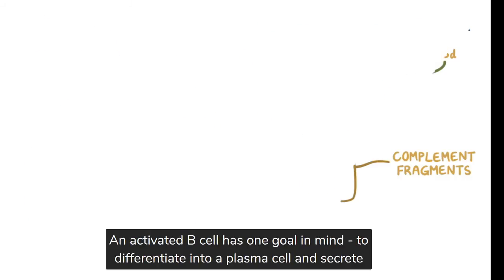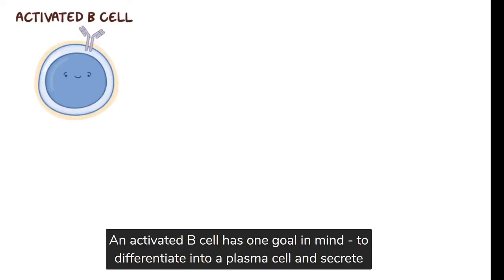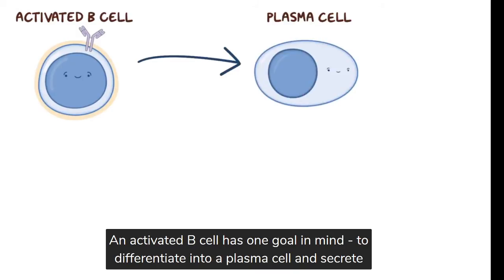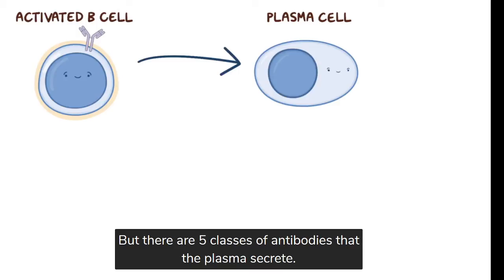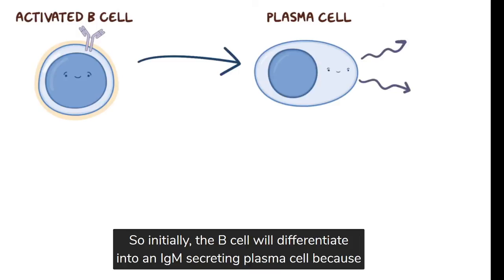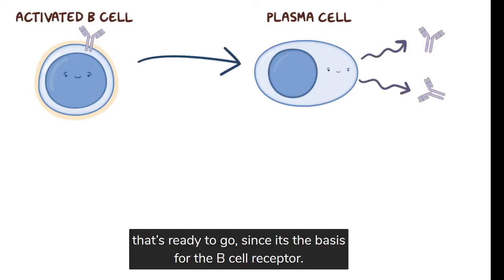An activated B cell has one goal in mind: to differentiate into a plasma cell and secrete antibody. But there are 5 classes of antibodies that the plasma cell secretes. So initially, the B cell will differentiate into an IgM secreting plasma cell, because that's ready to go, since it's the basis for the B cell receptor.